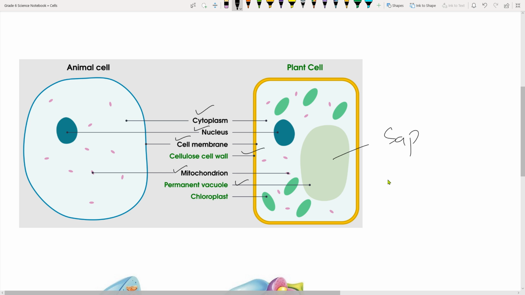Why is that so? The reason being, whenever you cut a plant leaf or branch of a plant, you see a white liquid coming out of the stem, and that is what we call sap, right? That whitish liquid coming out of it. So this is exactly what's stored in the plant. So the sap is always filled, unlike the animal cell, right?